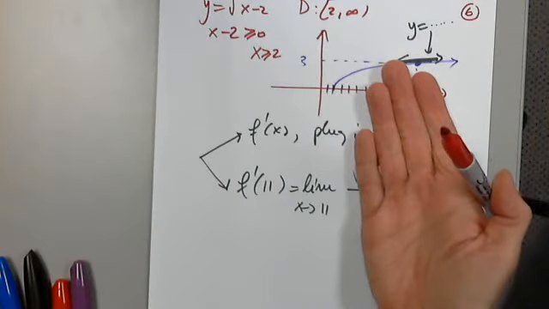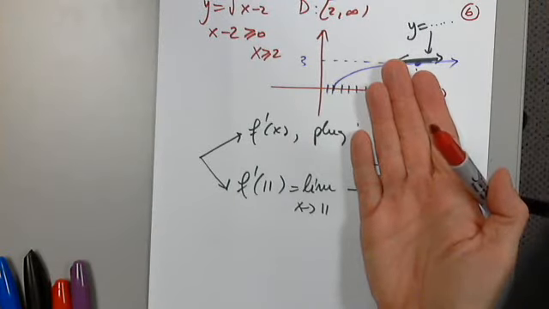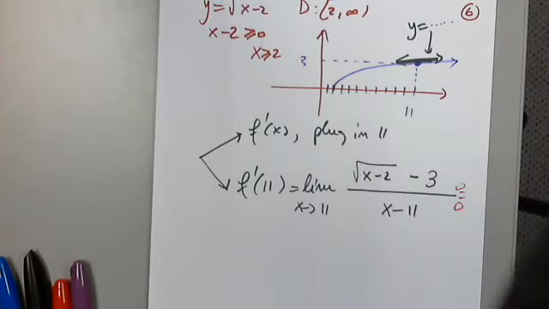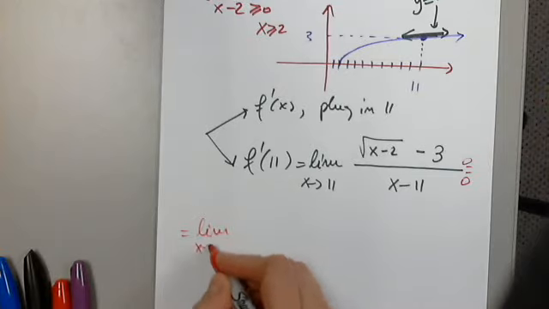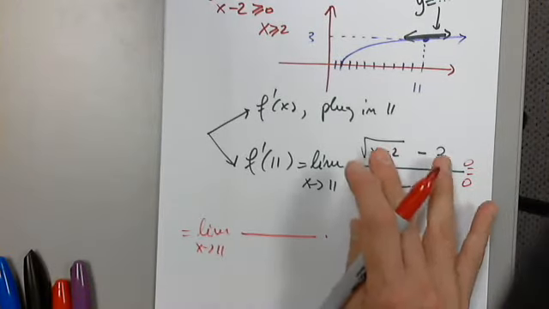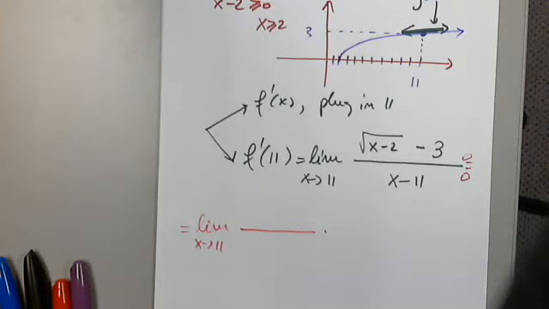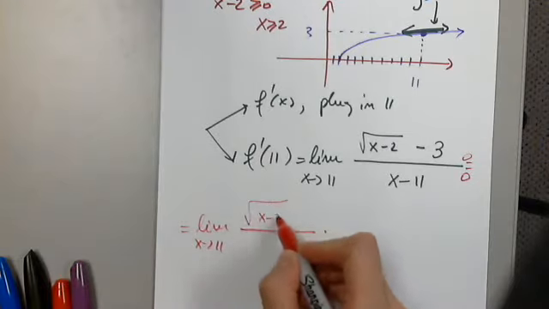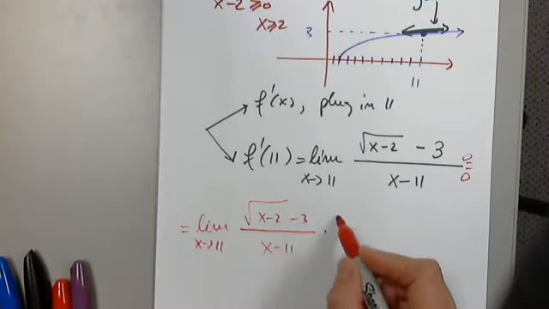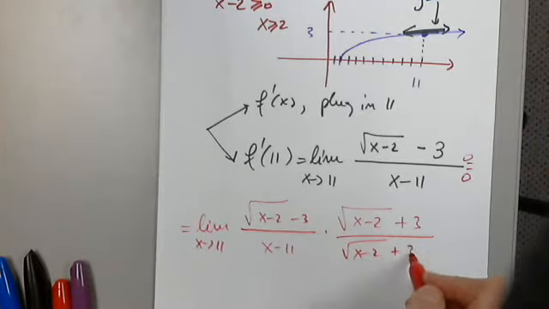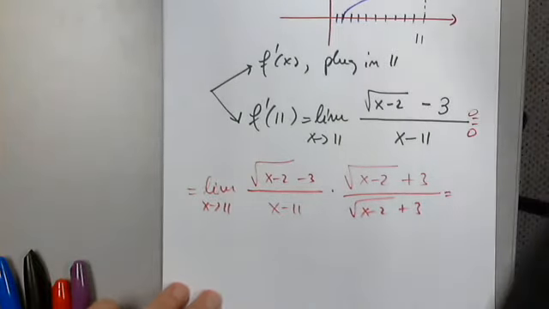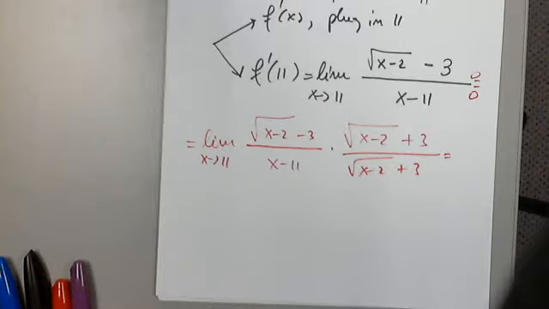Which factor has to go away eventually if this limit exists? Perfect, x minus 11. Okay, very good. What do I do? There are two terms at the top, so there is no discussion here. Exactly. So the square root of x minus 2 minus 3 and x minus 11, the square root of x minus 2 plus 3 over the square root of x minus 2 plus 3. Yes, there is no thinking there. Okay, perfect.